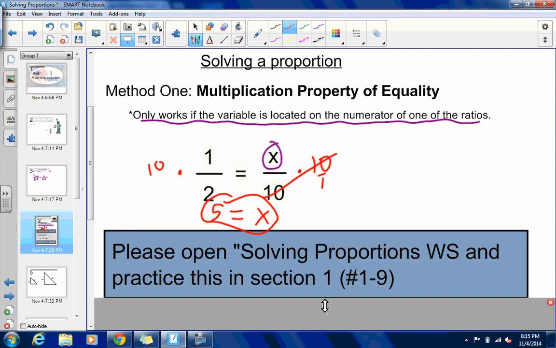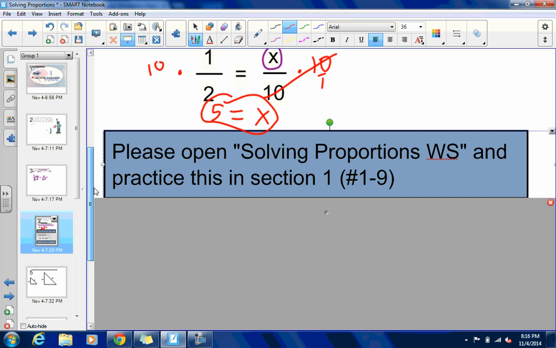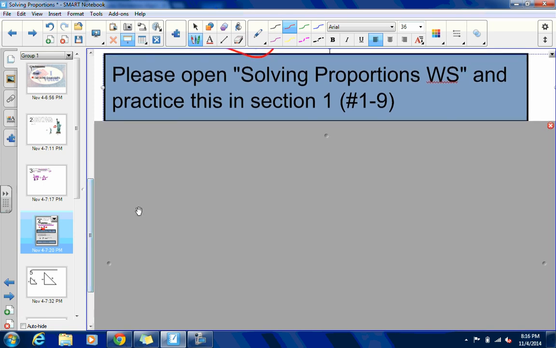And if you'd like to, I do have the solving proportions worksheet on Moodle, and you are welcome to practice using that in numbers 1 through 9, just trying a few of those. All right, I'm not going to go through this now. I'm going to skip ahead and show you the second method you can do.